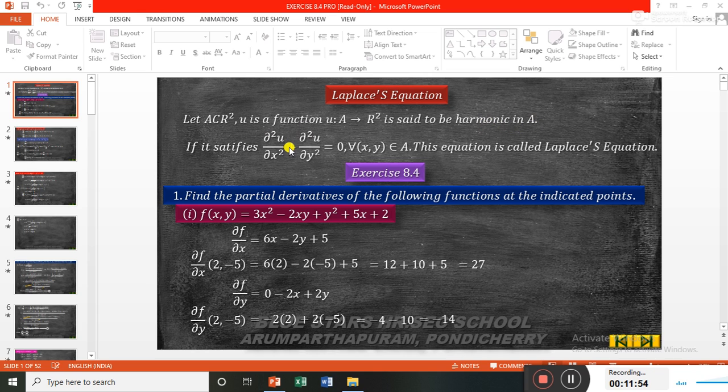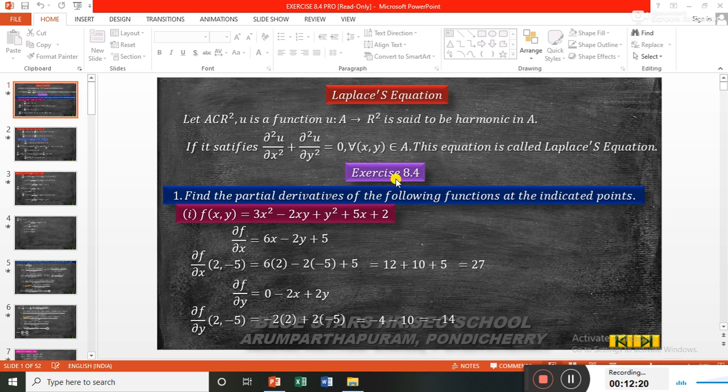Harmonic means U satisfies the condition: dou square U by dou x square plus dou square U by dou y square equals 0 for all x comma y belonging to A. This equation is called a Laplace equation. So U is said to be harmonic means the condition dou square U by dou x square plus dou square U by dou y square equals 0 holds for all x, y in A. So this equation we call a Laplace equation.